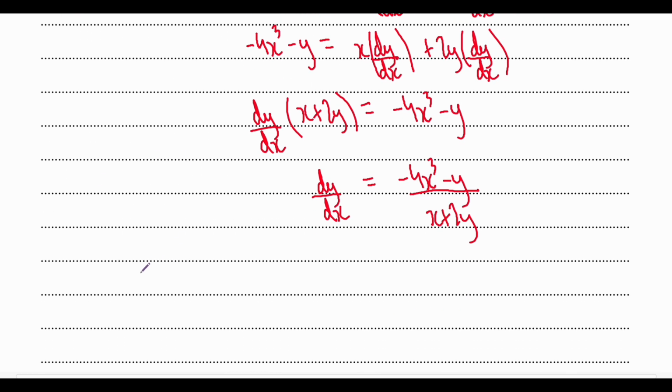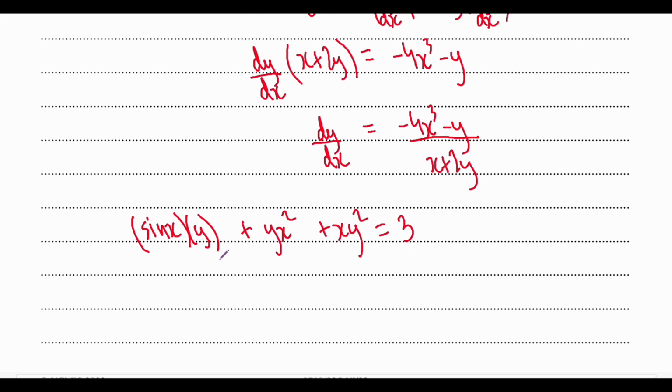So let's say we had sine of x times y. This is sine of x and y, 2 different functions, plus yx squared plus xy squared is equal to 3. How do you find the derivative of this function? Well, you want to find dy by dx, so let's put that over here, is equal to question mark.